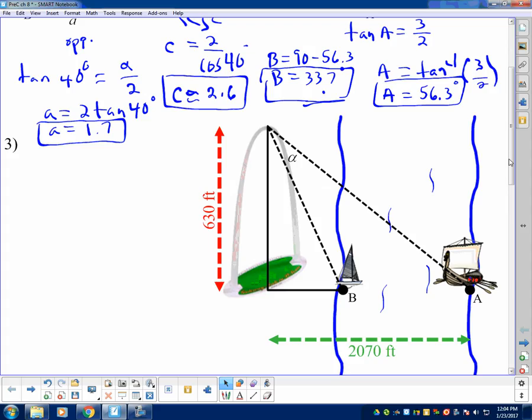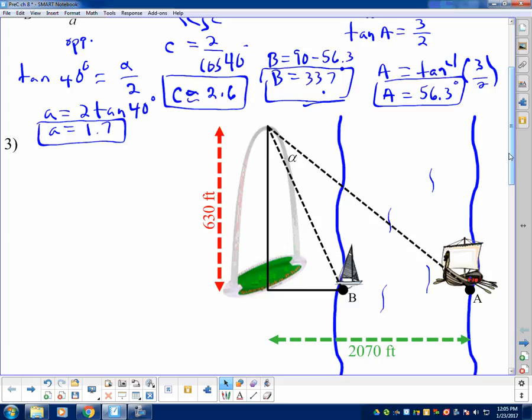All right. Number 3. This one has a little bit more going on. It says a tourist at the top of the Gateway Arch, height 630 feet, in St. Louis, Missouri, observed boat A moored on the Illinois side of the Mississippi River, 2,070 feet directly across. And I have the diagram up there. So you can see directly across. That's from the bottom of the arch all the way across the river. It's 2,070. And then the height of the arch is 630.